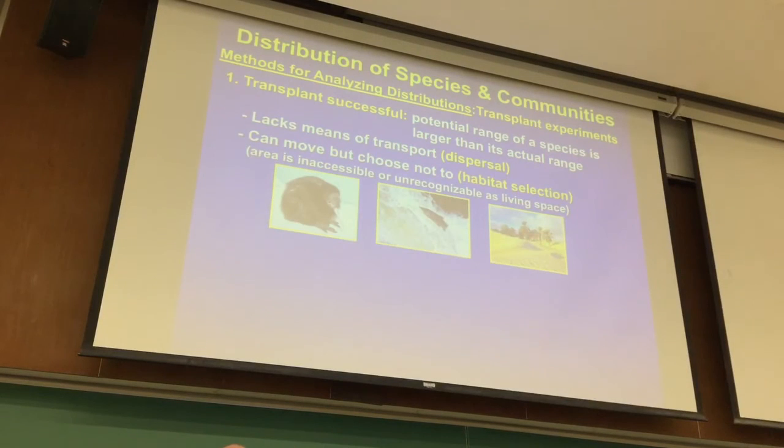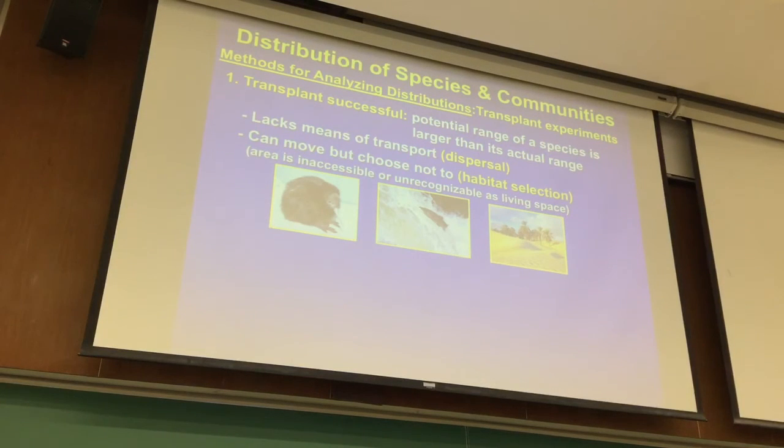All right, well, let's look at these kinds of transplants and what could potentially be limiting why it's here but not there. And so the first one is, well, maybe it just can't get there. It can't get from here to there. If I do a transplant and it's successful, well, why isn't it there? Well, maybe it can't get there.